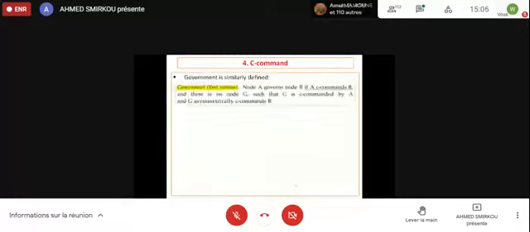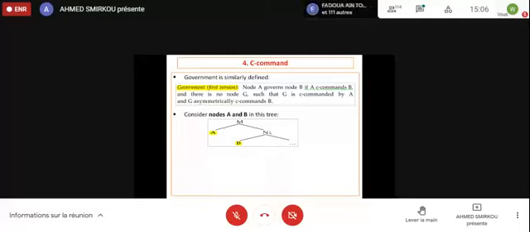Now look at the definition. Government: node A governs node B if A secaments B and there is no node G such that G is secamented by A and G symmetrically secaments B. The definition seems quite complicated, but we're going to explain it using this tree.